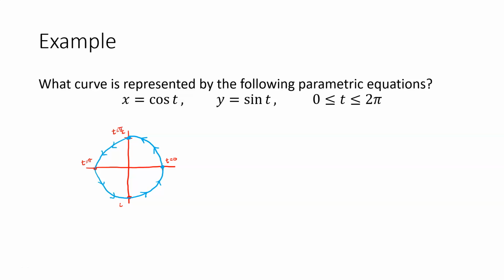Okay, so there we sketched it simply by plotting a couple of these points that are between 0 and 2 pi. So visually we can see that it's the circle of radius 1. Let's try and eliminate the parameter to also see that it's a circle of radius 1 as a Cartesian equation.